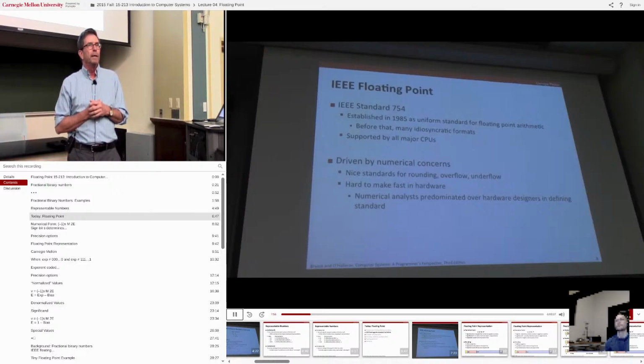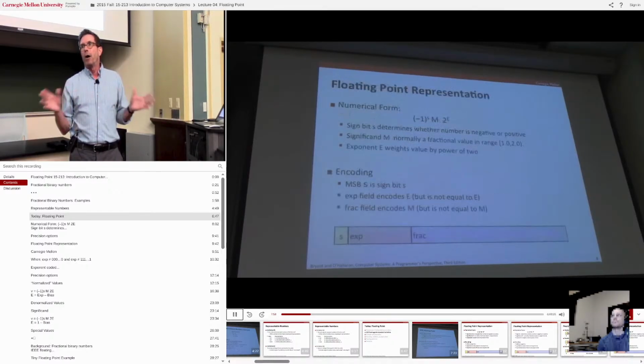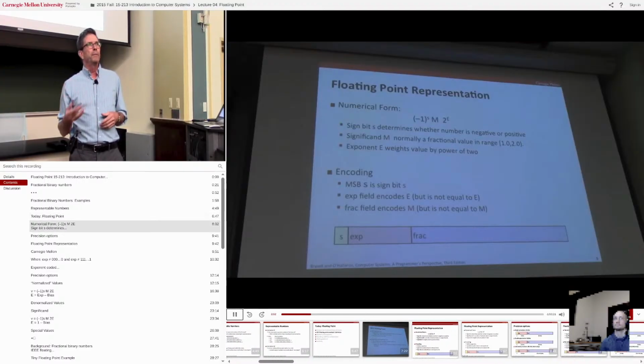Floating point, which was then adopted by all computer manufacturers. So now the situation's much better. Everybody supports the same kind of floating point representation, which is what we're going to learn about today.